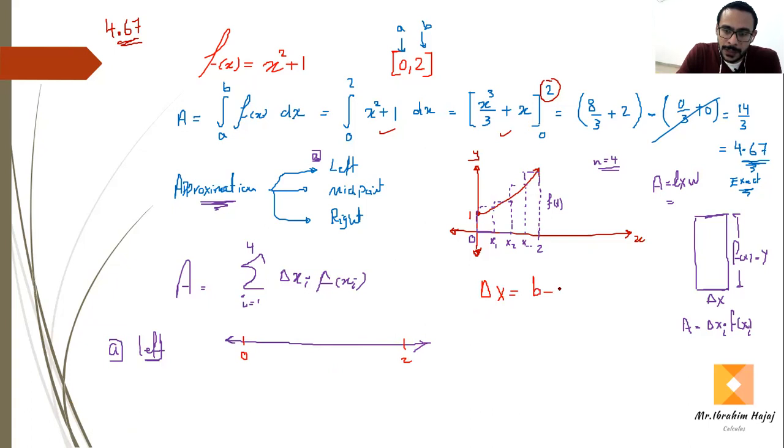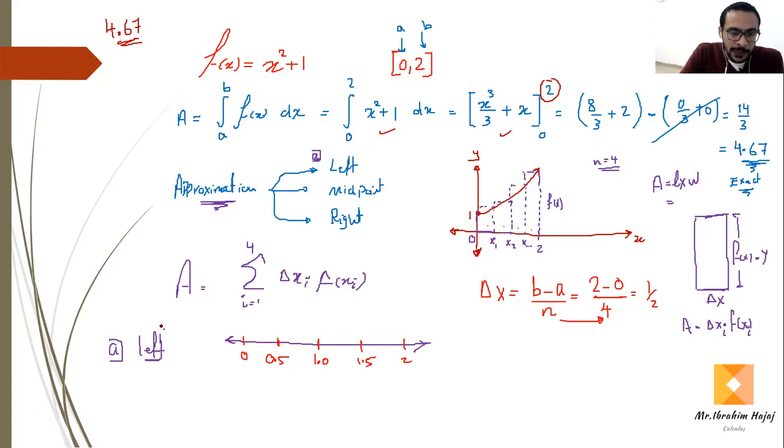It's b minus a over n. So the total distance, 2 minus 0, all over 4. N here means how many subintervals you divide into: 1, 2, 3, 4. So it gives us a half. So we start at 0, and next 0.5, then 1.0 in the middle. The distance between each number and the consecutive number is 0.5, and then 0.5 again, and 1 plus 0.5 gives 1.5.